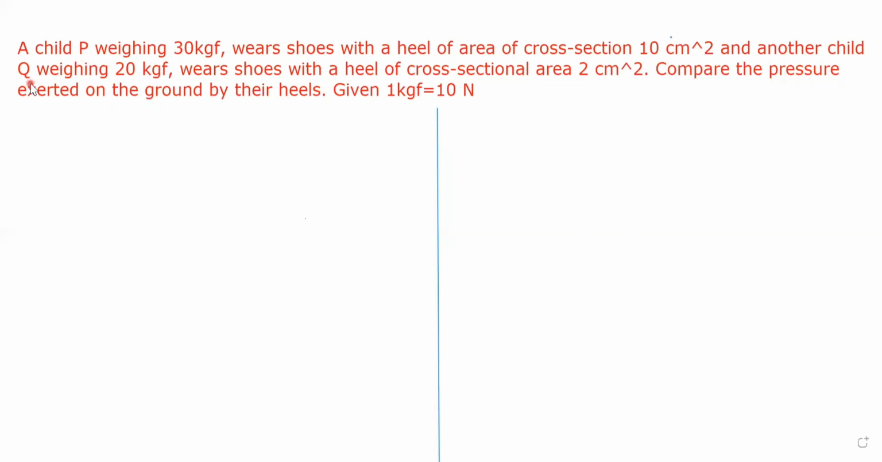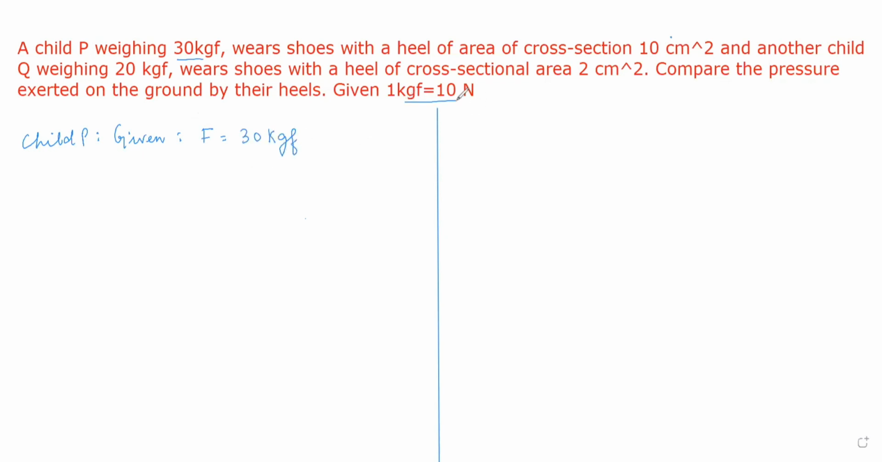Okay, so we are having two children P and Q, and we have to find what is the pressure exerted by these two children on the ground by their heels. Let's start with child P. So we will note down the given data first. It is provided in the question that child P is weighing 30 kilogram force. So we have to convert this kilogram force into Newton.